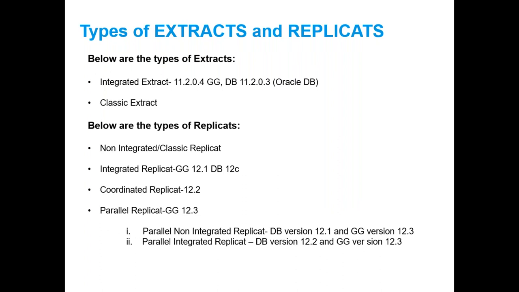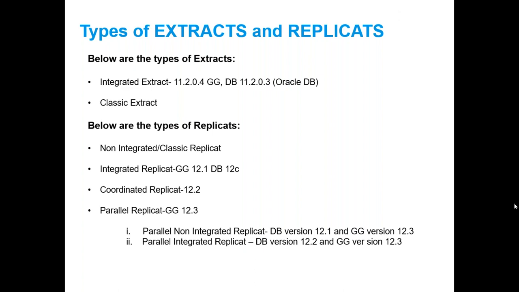Now in GoldenGate, you have different types of extracts and replicates. What is extract, what is replicate, will be answered in the next few minutes. But for those who have that question, that with the introduction of microservices, integrated is not being used: there are different types of extracts and replicates available in GoldenGate, and integrated is a type of extract or replicate. Many people have that understanding that with the introduction of microservices, integrated is no longer being used. That is not correct.